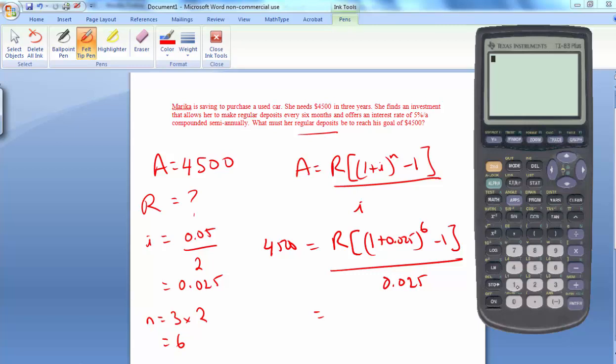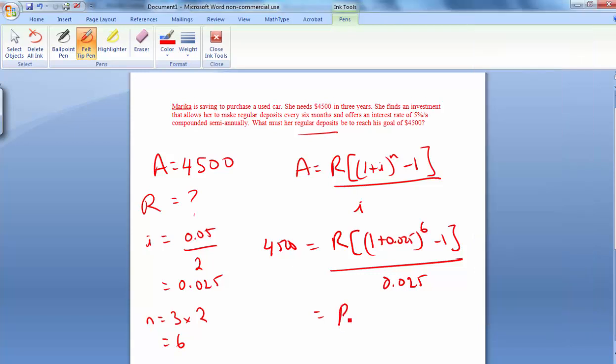So what's in the brackets? Bracket 1 plus 0.025, close the bracket, to the power of 6. Enter, minus 1. That's what's on top of the fraction. On the bottom is going to be divided by 0.025. So I've got R times 6.3877, all that stuff.